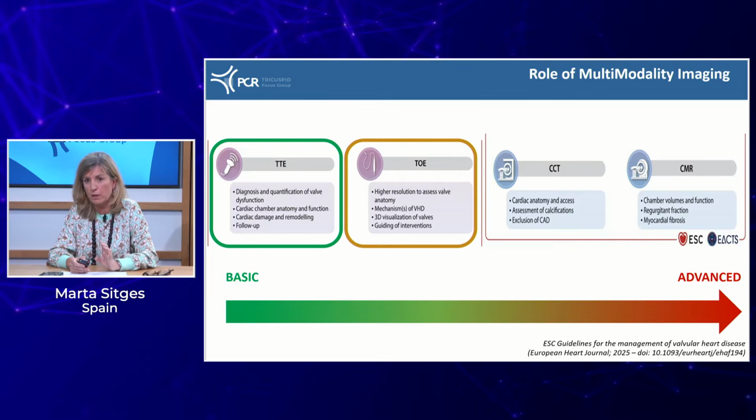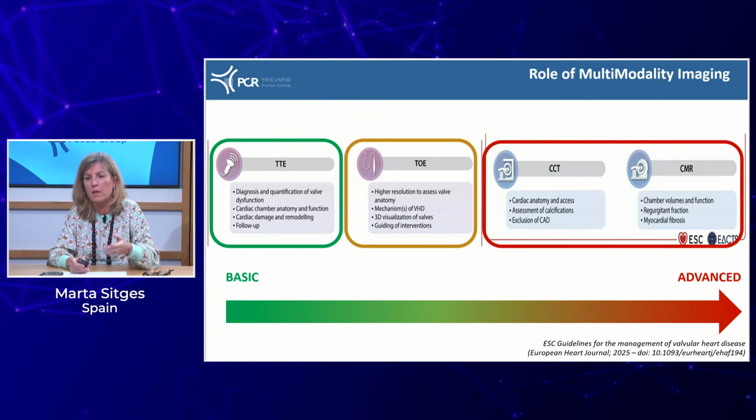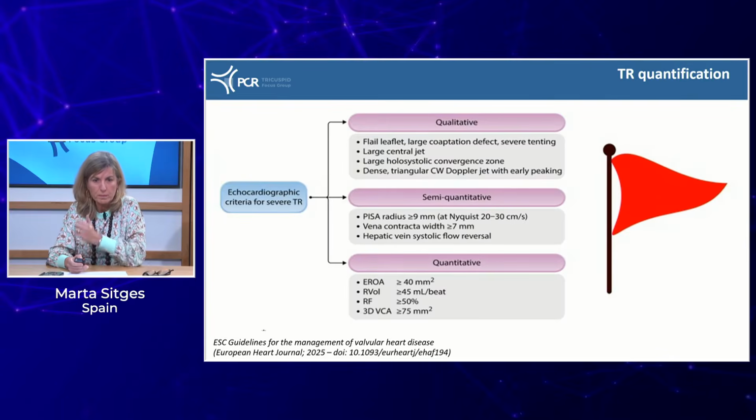And in some cases, particularly when there are doubts, and we can discuss later on when to perform this more advanced imaging, it's important that we have these techniques because they are essential. Cardiac CT to depict the planning of the intervention, particularly for those patients who are being evaluated for percutaneous or transcatheter approaches, and also cardiac magnetic resonance, as you know, to evaluate the right ventricle comprehensively. Also important, as we will see later, is the evaluation of the pulmonary circulation.